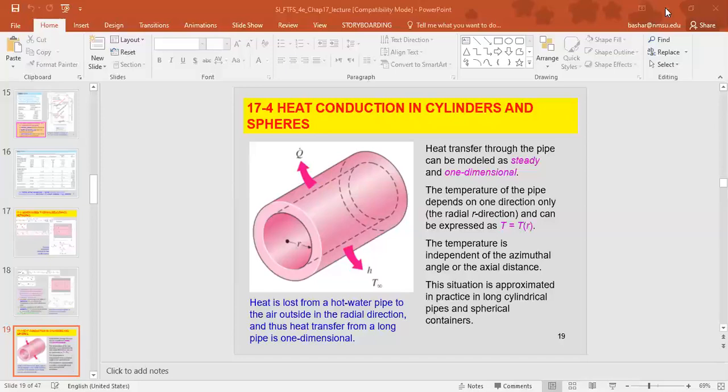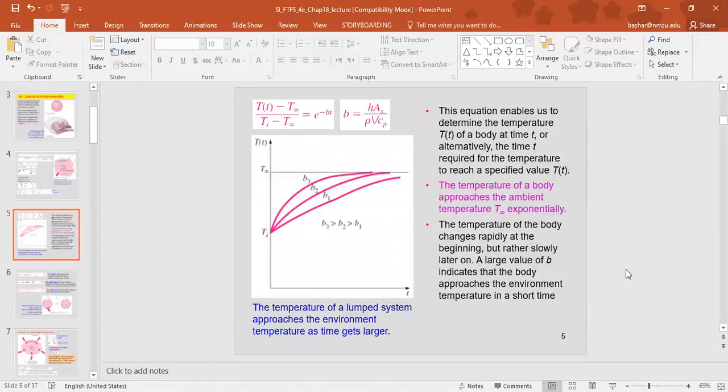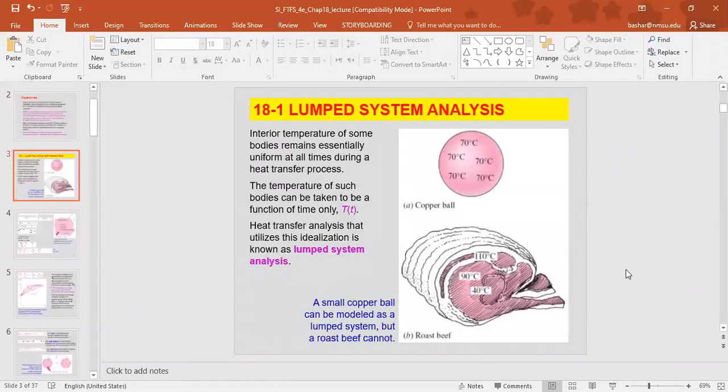So when can we assume that the temperature is uniform? Means it does not vary. Sorry, it seems that we were not sharing the slides. Again, let's go back. So here in chapter 8, we will just cover the lumped capacitance method.